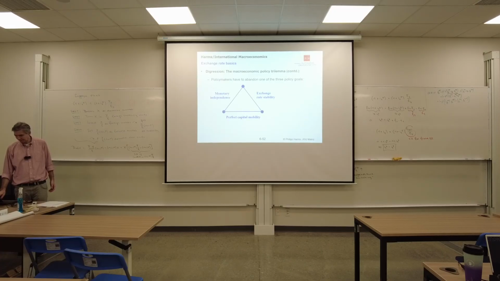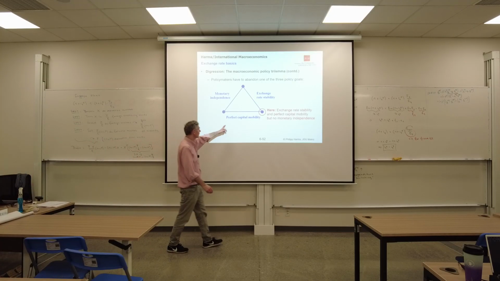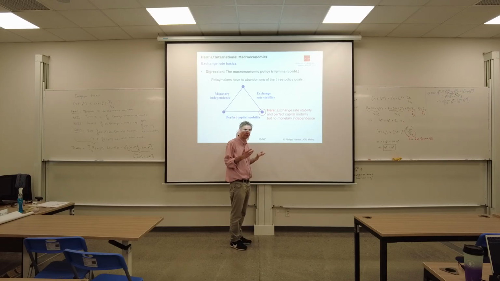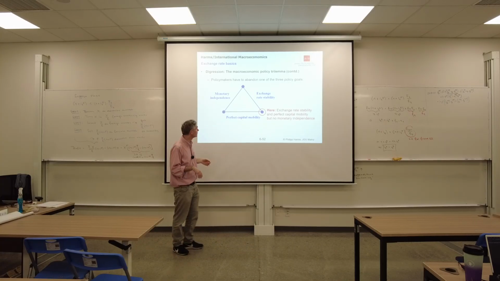So that's the picture that's often shown in textbooks, right? You have monetary independence, exchange rate stability, and perfect capital mobility. And so if you pick a combination of perfect capital mobility and exchange rate stability, then you cannot have monetary independence. You cannot set your own interest rates. The domestic central bank is not free to run its own show.